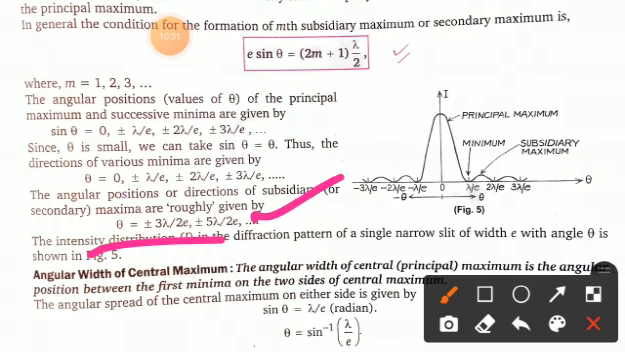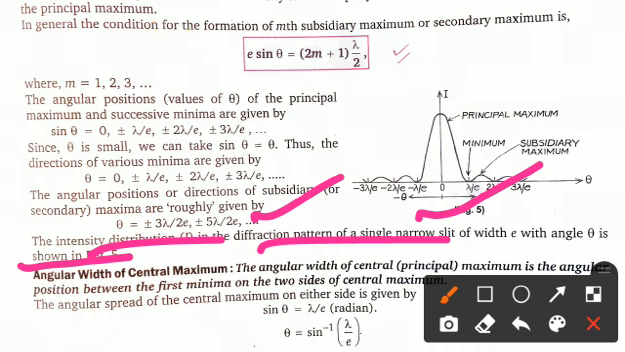The intensity distribution of the diffraction pattern of a single narrow slit of width e, against the angle theta, is shown in figure 5. This is the intensity distribution. Clear? Now we talk about the angular width of the central maximum. So let's discuss the angular width of the central maximum. This is the topic.